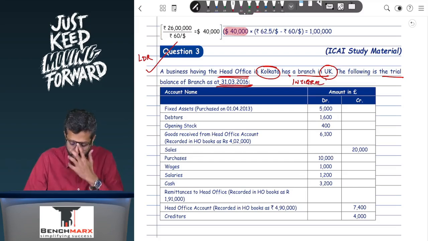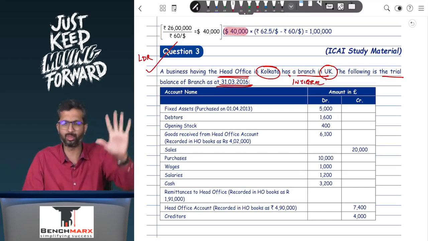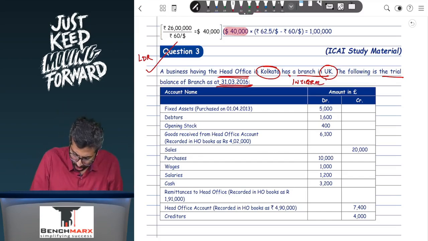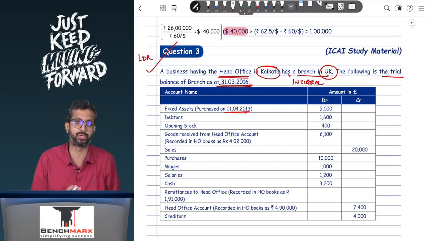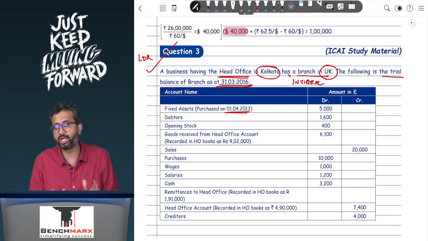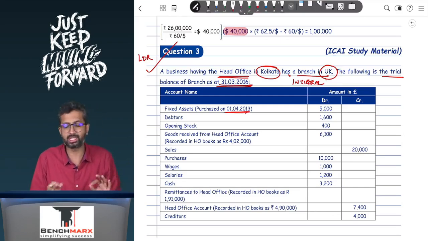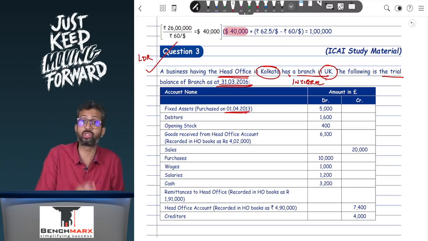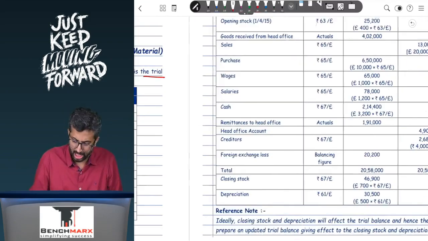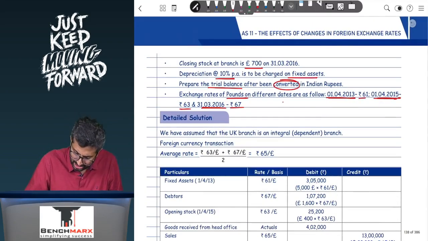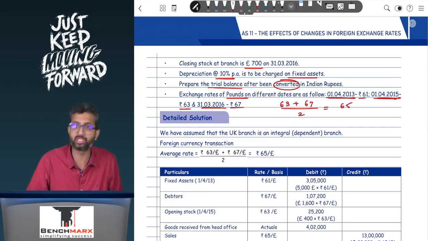Now if it is an integral branch, you will convert the non-monetary items at the historical rate. So fixed asset which is non-monetary will be at the historic rate, that is the rate on 1st April 2013. Monetary items will be at the closing rate, whereas incomes and expenses will be at the rate on the date of the transactions, and if that is not available, that is the average rate. Now how will I calculate the average rate? Well, 63 per pound, that is the rate at the start of the year, 67 per pound at the end of the year, and hence if I take the average, it is 65.